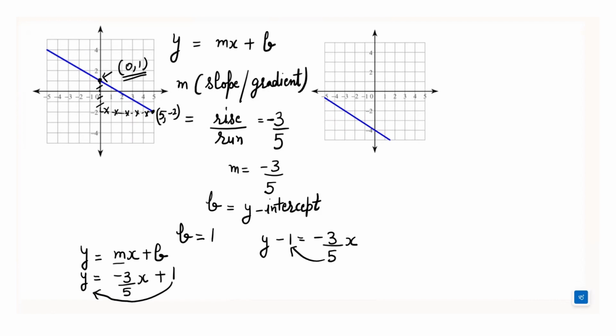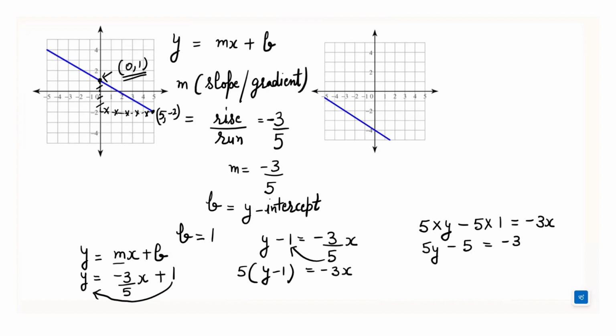Now we will take this 5 to this side. So this 5 we write here, and then we put a bracket: 5(y - 1) = -3x. Why have we done so? Because that 5 has to be multiplied with both the values, y as well as -1. Now let's open the brackets. We get 5 into y minus 5 into 1 is equal to -3x. We get 5y - 5 = -3x.